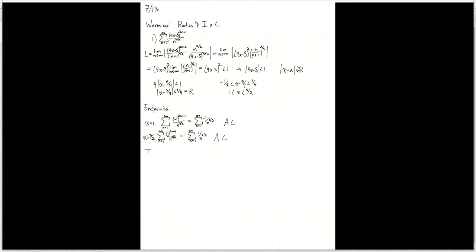Now we've got our interval of convergence is from 1 to 3/2, including 1 and 3/2, and our radius is 1/4. Right? Okay.